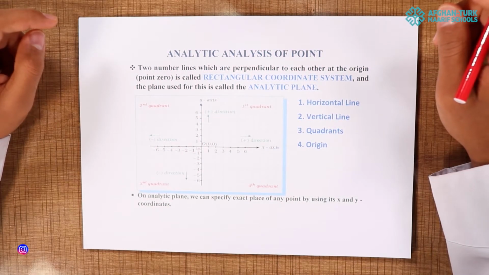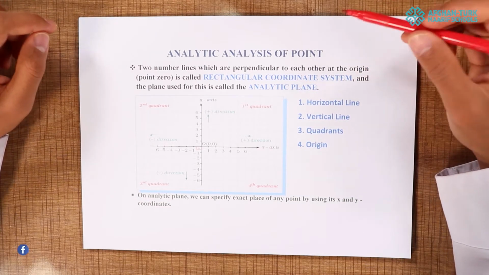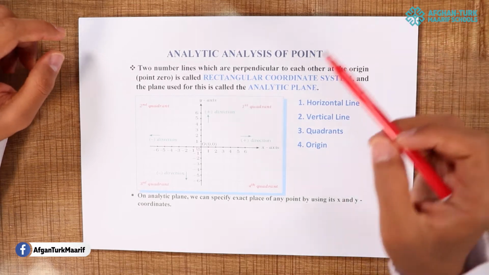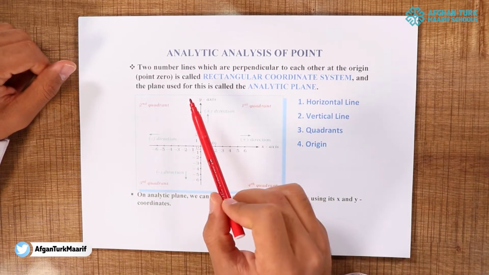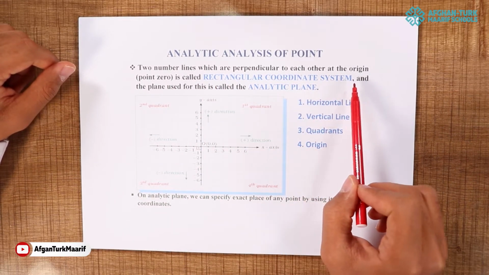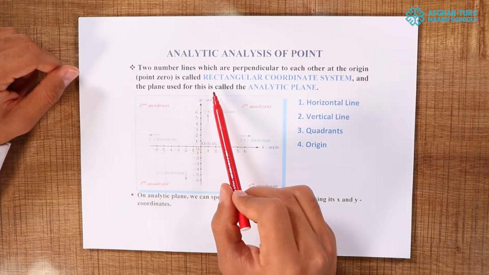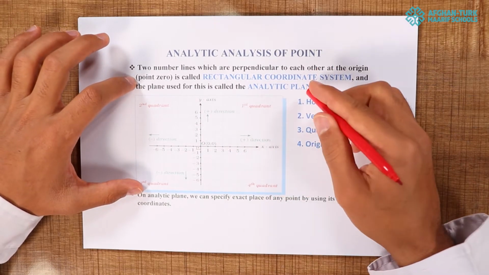Our today's lesson is analytic geometry, and specifically analytic analysis of a point. Two number lines which are perpendicular to each other at the origin, which means point 0, is called a rectangular coordinate system. And the plane used for this is called the analytic plane. This plane is the analytic plane.